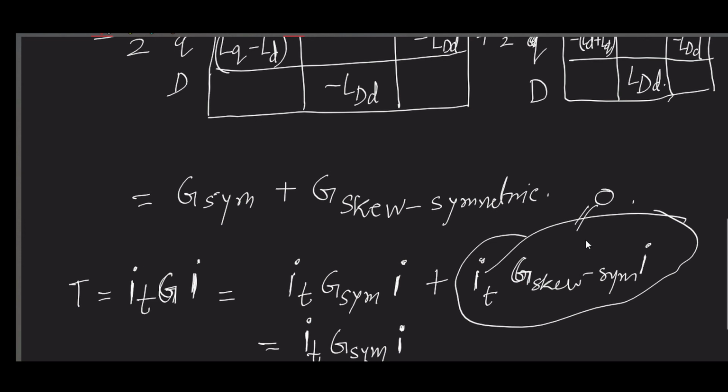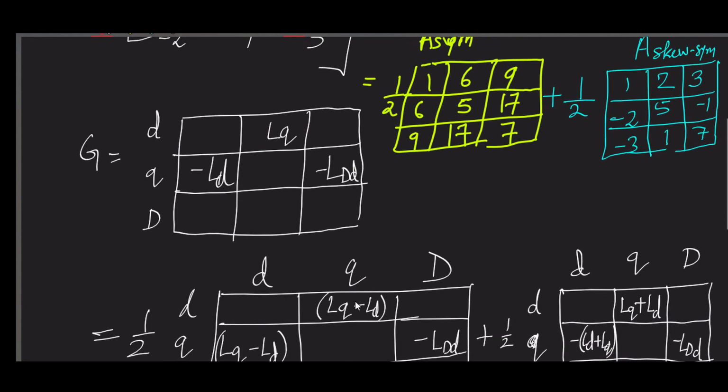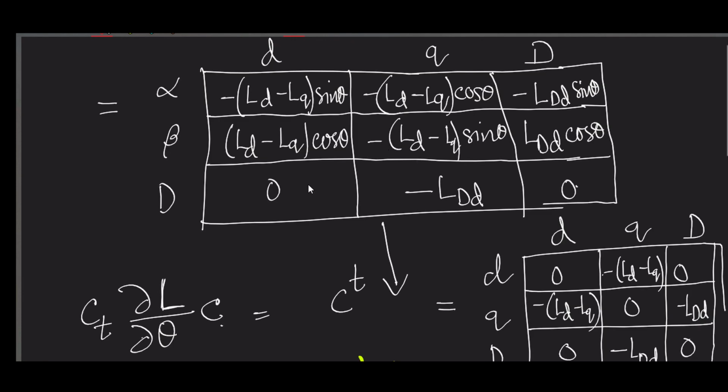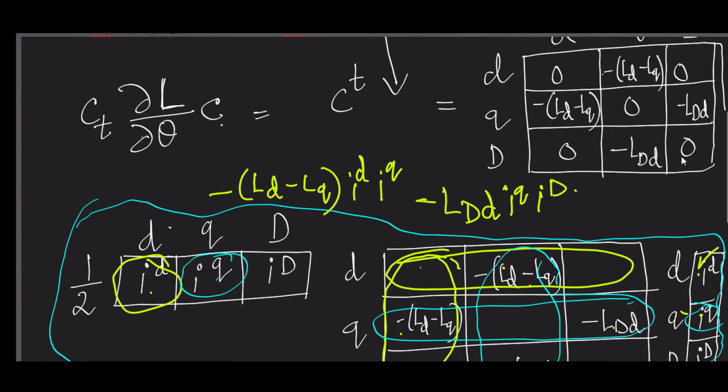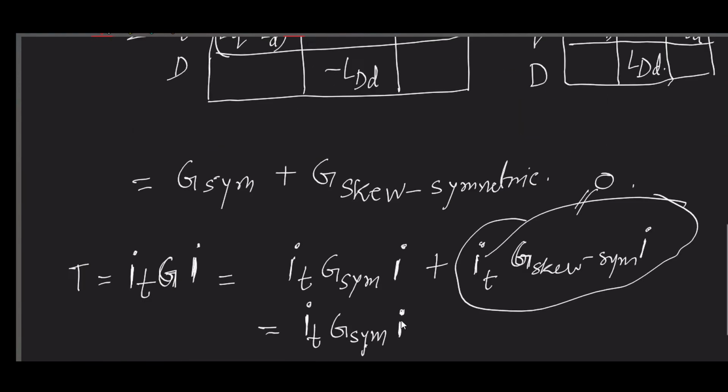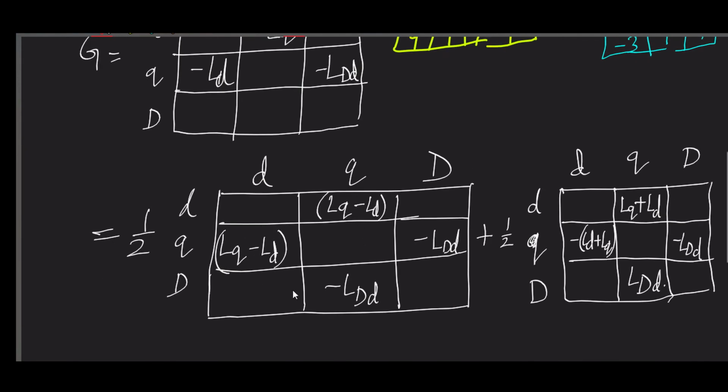Now, if you consider the elements of G symmetric, these are the elements of G symmetric. Now you go back to the elements of L. What was our L? Yeah, this was our L, in the transformed frame this was our L. Now see what about our G symmetric part? G symmetric is exactly the same as L, so there is no confusion either.